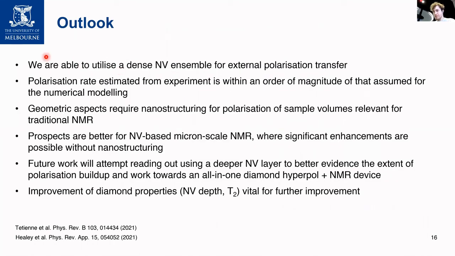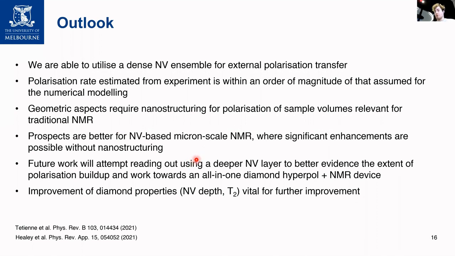So this brings me to my conclusion, where what I've shown is that we have been able to use an NV ensemble for external polarization transfer, and that the best rates we measure are broadly compatible with the parameters we were putting into our earlier numerical model. That model showed that if we can get around this problem of having to structure the diamond in a certain way, our technique could be relevant for enhancing traditional NMR. And even without this structuring, we can hope to find a good niche in NV-based Micron-scale NMR.